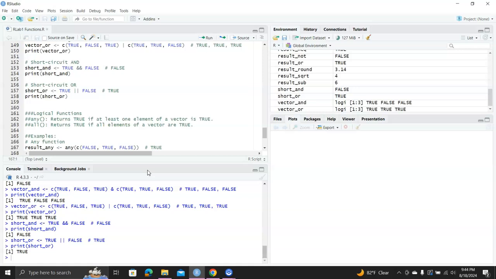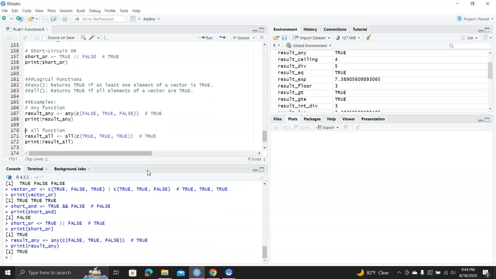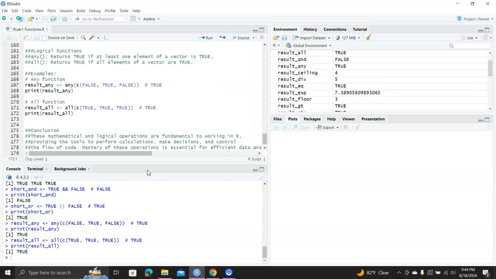Okay. So for example, you use any with false, true, false. It returns true. Okay. But if you use all, then you have true, true, true. Of course, you get true.